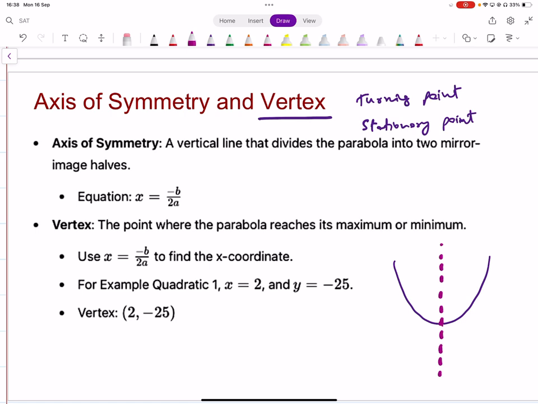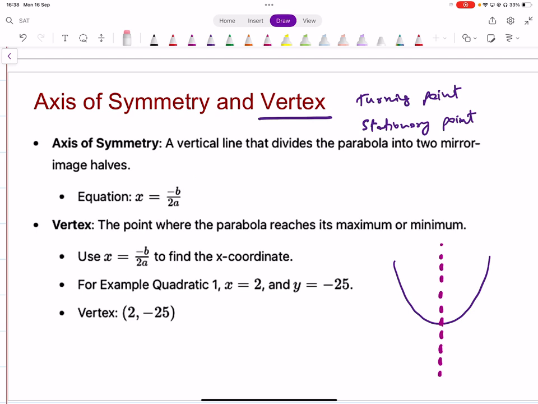Okay? Now we have a formula that we can use to find the x coordinate of the turning point directly. And what's that? That's minus b over 2a. Again, another formula that I would recommend you to memorize, minus b over 2a. You can find the x coordinate of the turning point using this formula. x equals minus b over 2a.